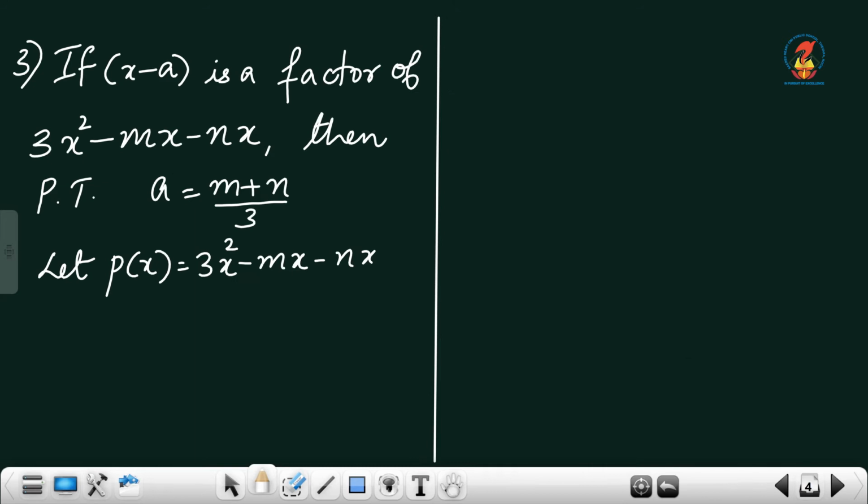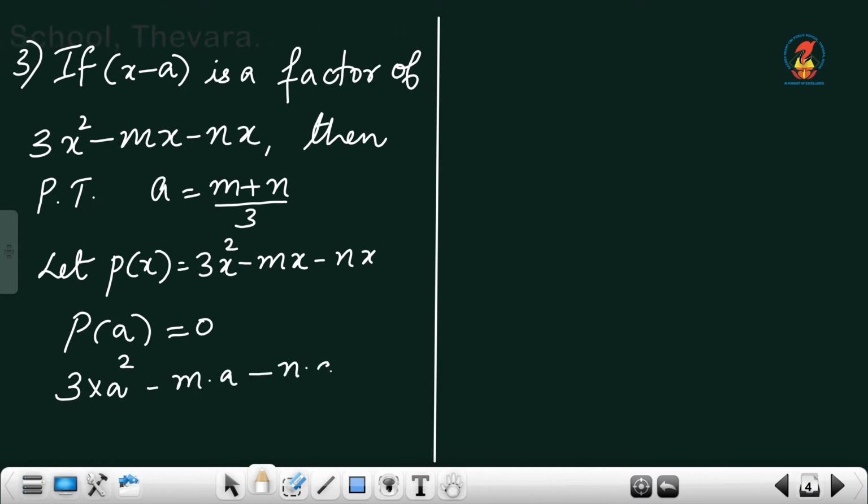Next question, third one. If x minus a is a factor of 3x square minus mx minus nx, then prove that a is equal to (m plus n) by 3. Factor theorem: if x minus a is a factor, p of a equal to 0. So p of a equal to 0. So 3 into a square minus m into a minus n into a equal to 0.